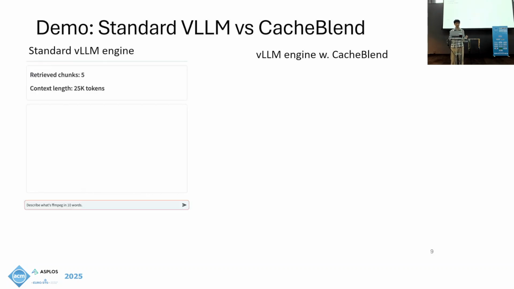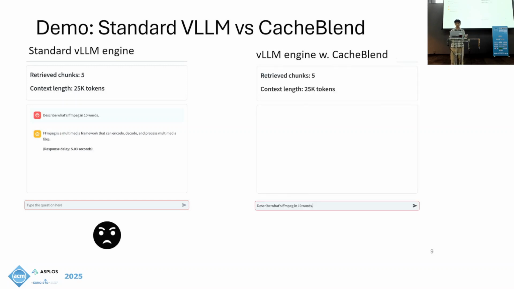On the left is a standard LLM engine. We retrieve 5 chunks, each chunk about 5,000 tokens, and it usually takes, let's see, 5 seconds to generate, which is pretty long. For the LLM engine with CacheBlend optimization, still the exact same setting.